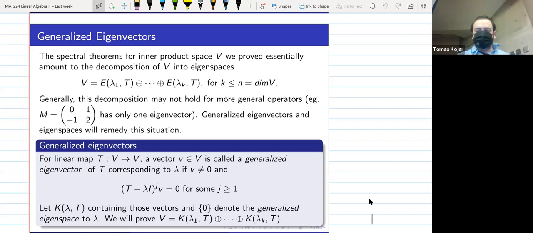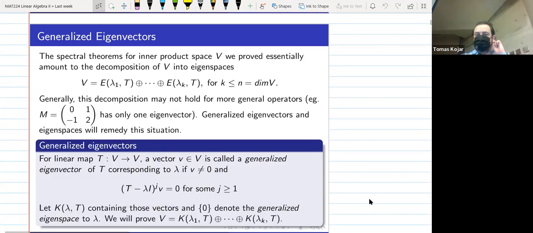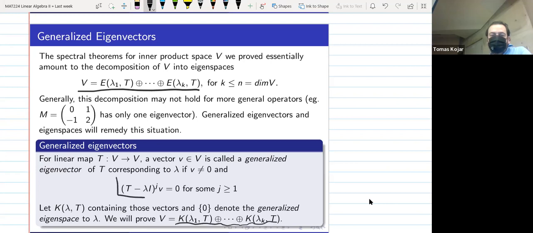Right, so we can finish the proof, then 2 more examples, and on Friday we're going to start the review. So we already talked about that when you're diagonalizable, you can decompose your space into your eigenspaces, but it's only for diagonalizable. For general linear maps, you can still say something interesting, but you have to use what are called generalized eigenvectors.